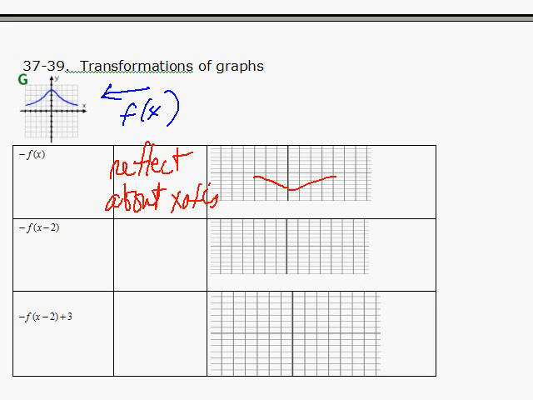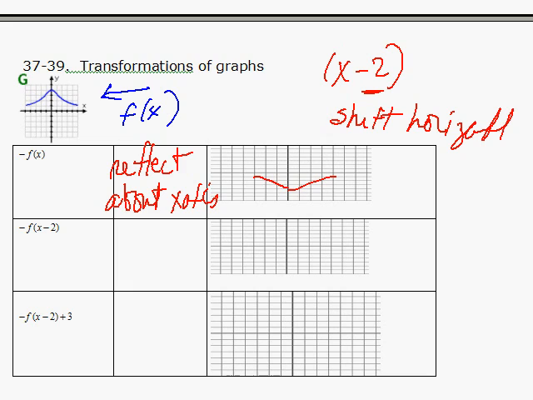This means shift horizontally because you're bothering the x, so to speak. But it's counterintuitive. If you put a minus 2 here, it means go to the right. If you had a plus 2, it means go to the left. So you would take that graph and just move it over to where it needs to go. And whoops, I kind of made a mistake there, but you can go ahead and figure out from the values.